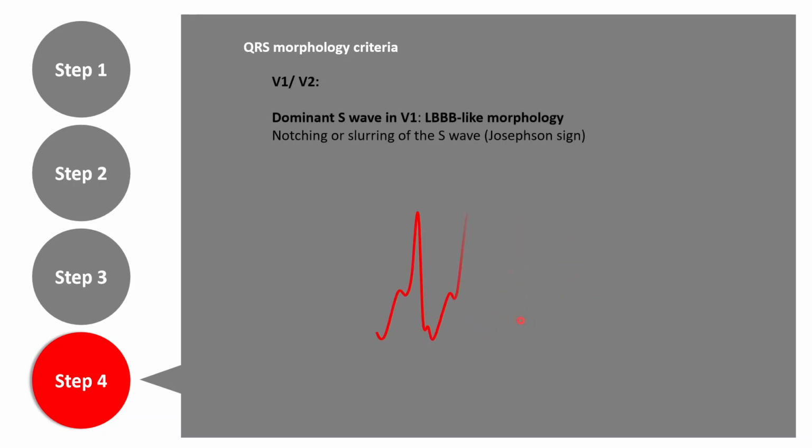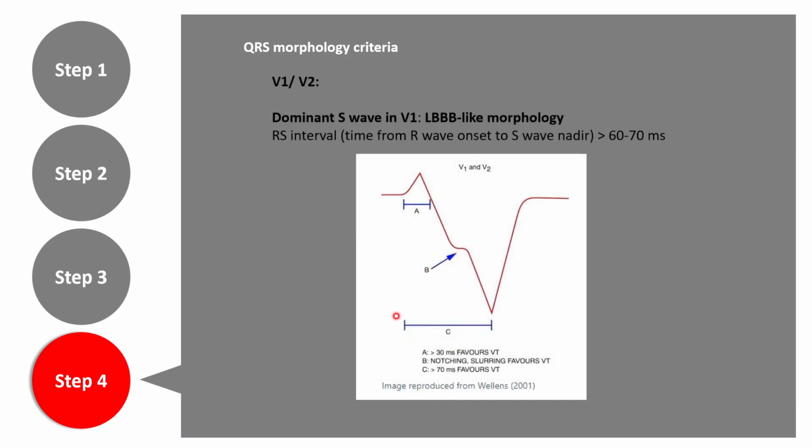So we talked about the Josephson sign. Let me show you another example here. So there is the R wave followed by the S wave, and in the downsloping component of the S wave, we have got a little notch. And the presence of this particular notch is called a Josephson sign. So if there is Josephson sign in V1 or V2, highly likely to be VT according to the Brugada criteria. But if you don't follow the Brugada criteria and if you find Josephson sign in any of the other leads, that is also suggestive of VT, to make the thing more complicated.